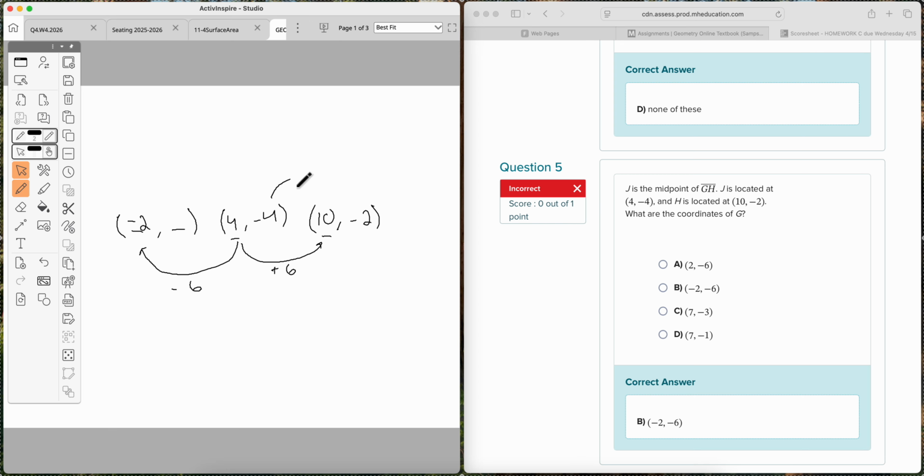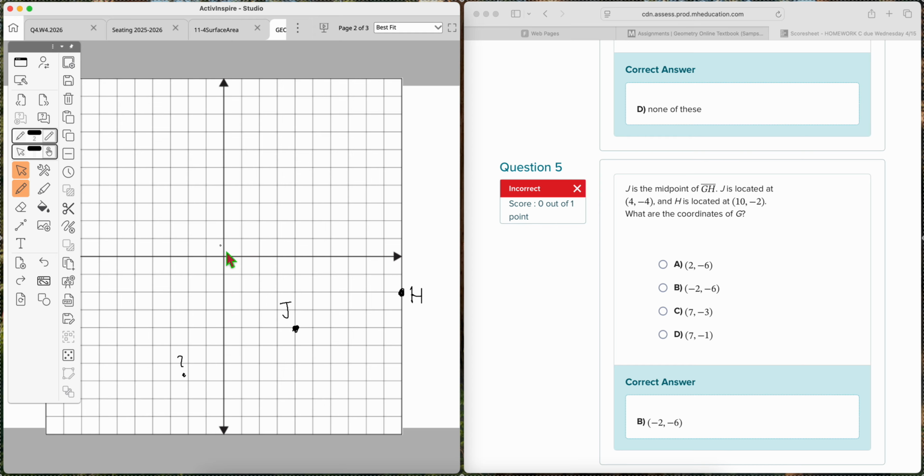To get from -4 to -2, I am going up by 2. I know that's a little confusing, but if you're picturing the number line, we're going towards the positive numbers, which means to get this y coordinate, I need to subtract 2, which would put me at -6. So point G, my other endpoint, should be (-2, -6).